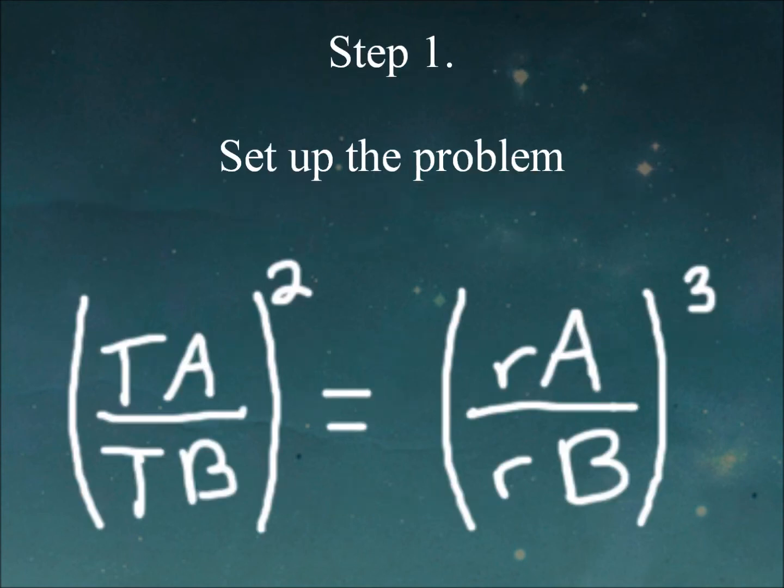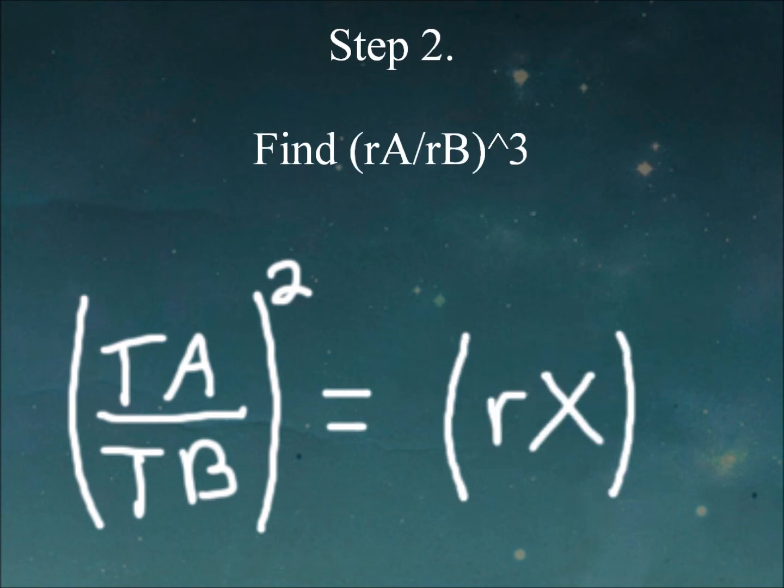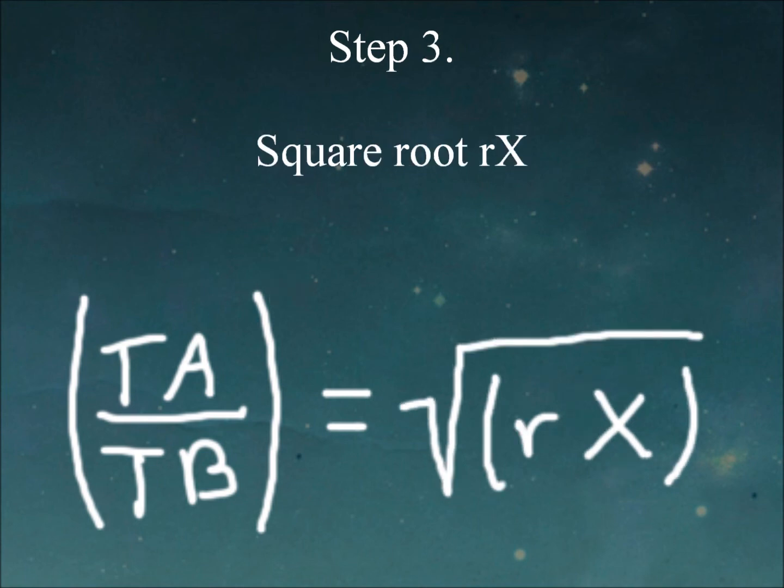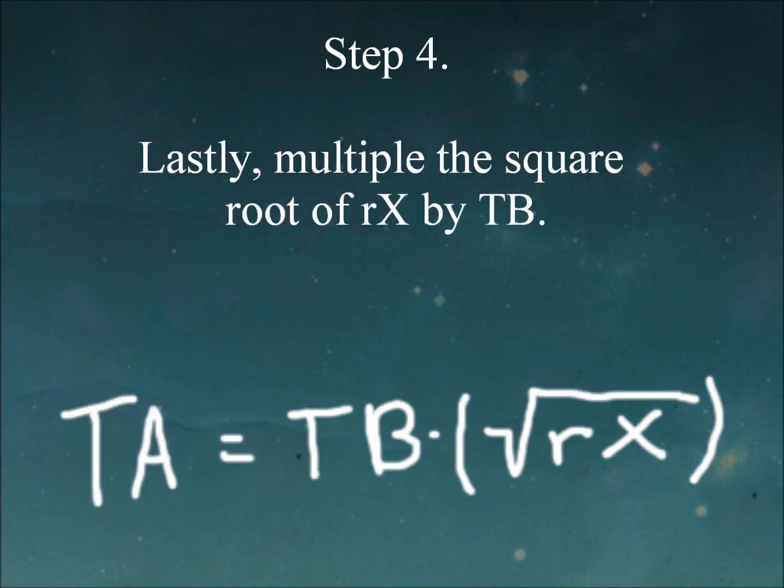Step 1. Set up the problem. Step 2. Find the value of (RA/RB)^3. This will be represented by the variable Rx. Step 3. Take the square root of Rx. Step 4. Lastly, you will multiply the square root of Rx by TB.